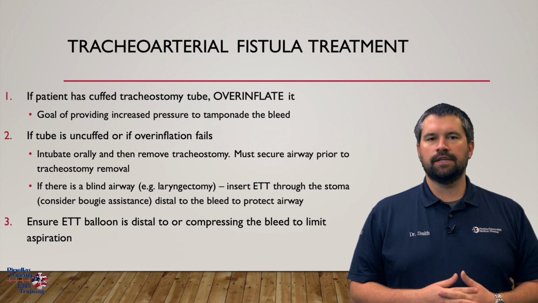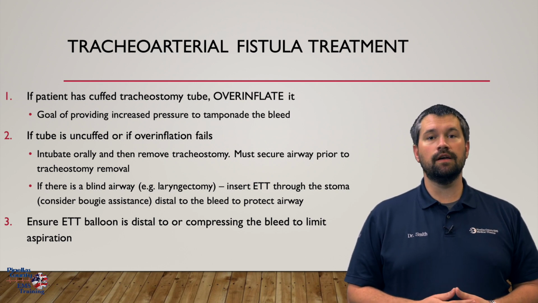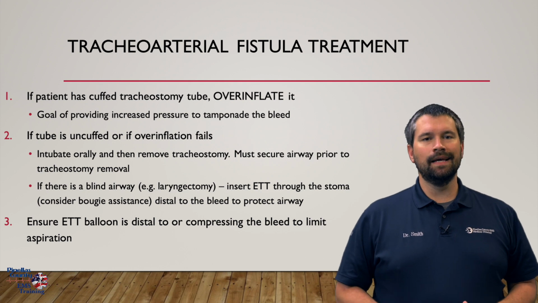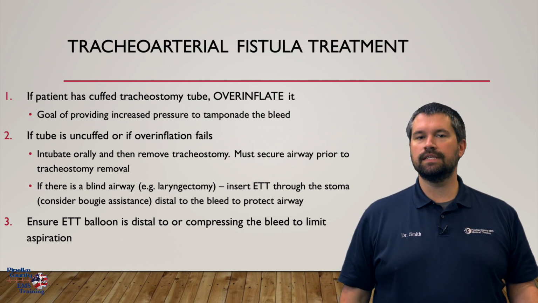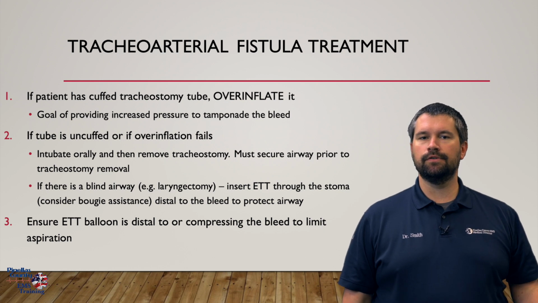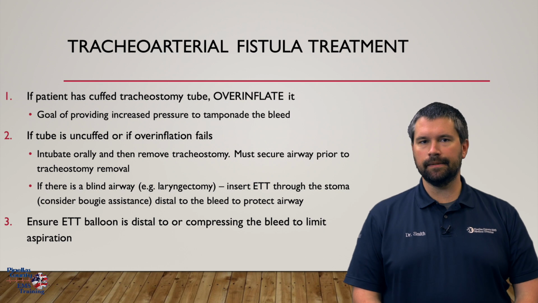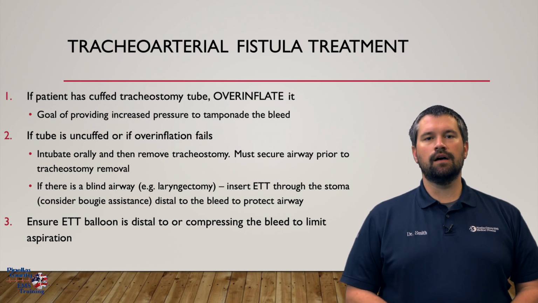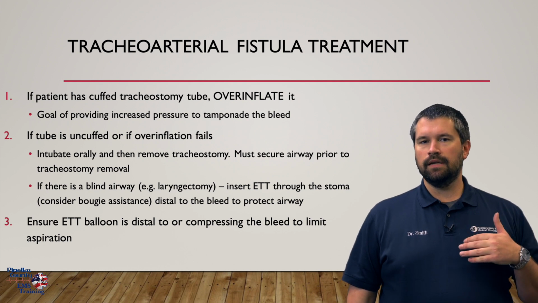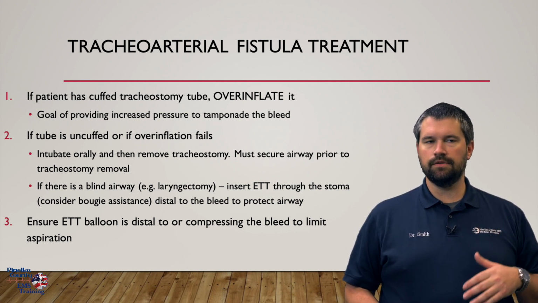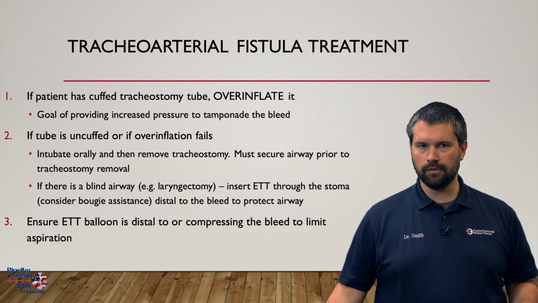So now we're ready to actually manage this patient's tracheoarterial fistula. If they have a cuffed tracheostomy tube, overinflate it. I know I said earlier that overinflation might have led to this issue. However, in this case, we're actually going to use the increased pressure to hopefully tamponade the bleed, just like putting pressure on an arterial bleed on a limb. If the tube is uncuffed or if the overinflation fails, you want to first intubate orally, then remove the tracheostomy. Do not risk losing the airway. Intubate prior to tracheostomy removal.